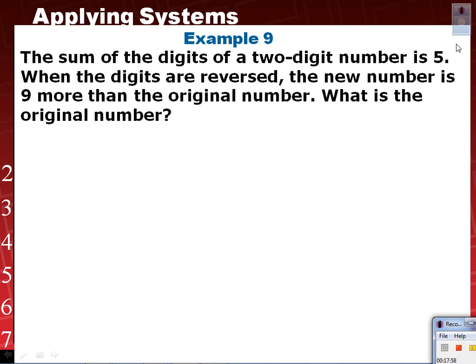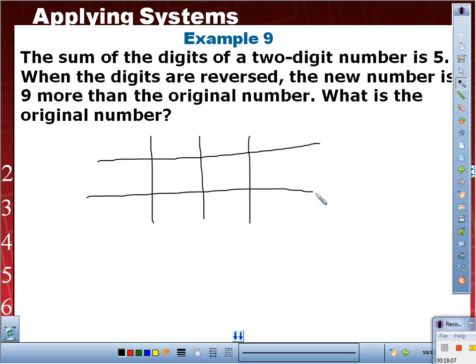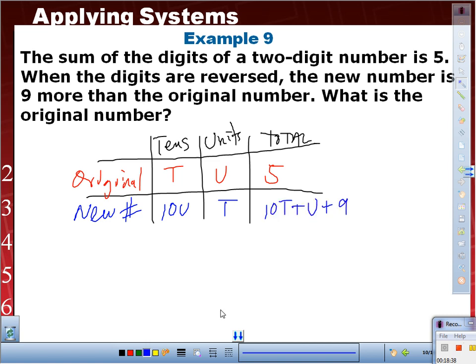All right, I'm going to start from the table. Here we go. 3 lines down: 1, 2, 3. 2 across: 1, 2. Nice and straight like mine. We got tens, units, total. Here's the original: T, U, and 5. The new number is 10U, T, 10T plus U plus 9.